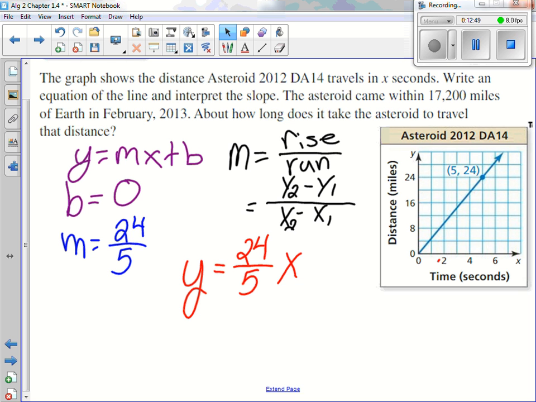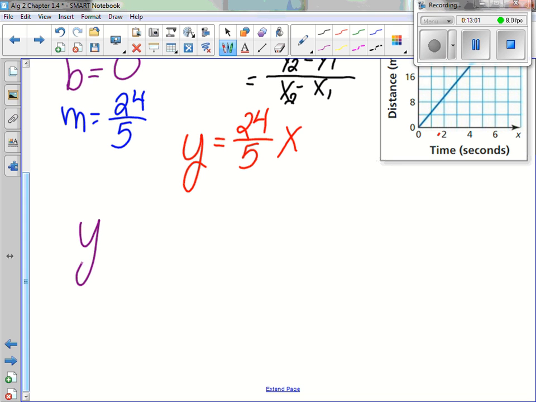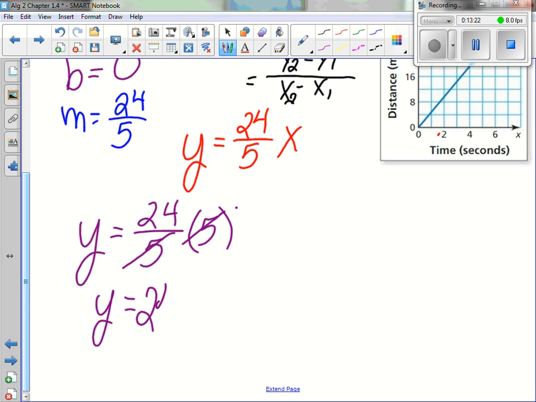For every 5 seconds, it's traveling 24 miles. So if x is 5, these would cancel out, wouldn't they? Let me actually write that out. So if we plug 5 in for x, because what did we say about this here? For every 5 seconds, it travels how far? 24 miles. What is 24 over 5 times 5? Well, the 5 and 5 here do what? Cancel out, which leaves us with y is equal to.